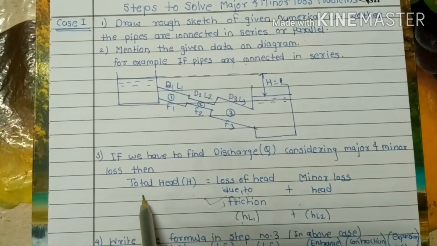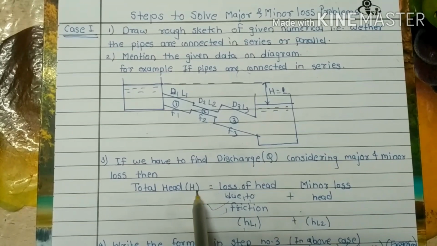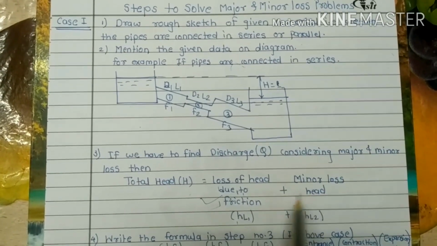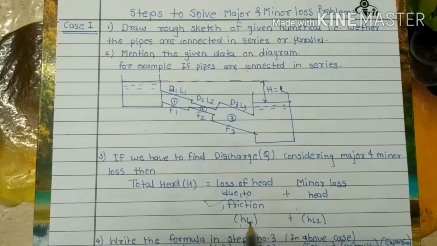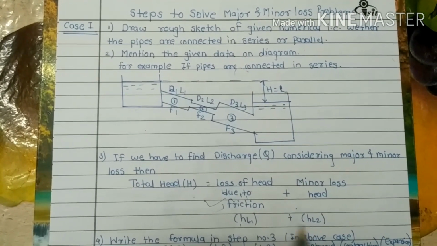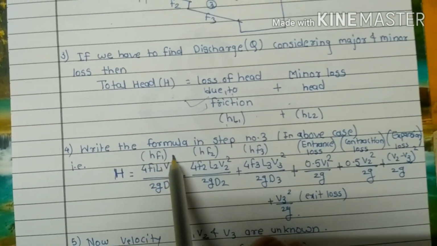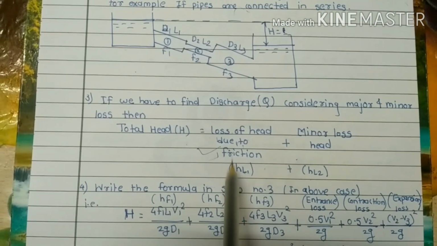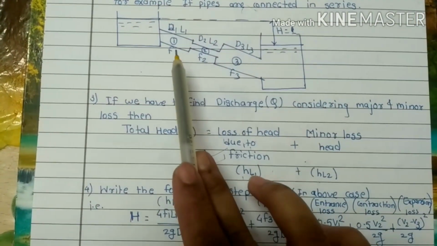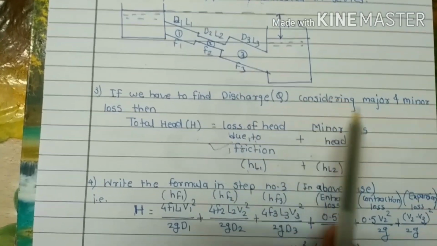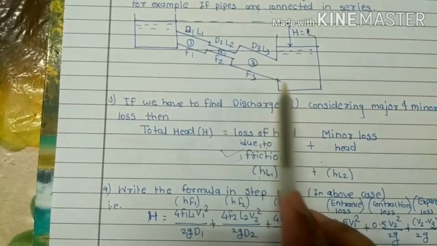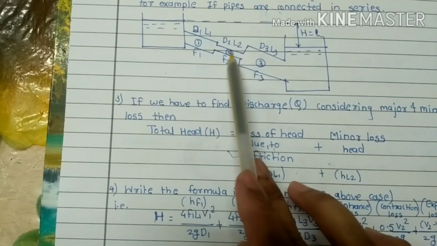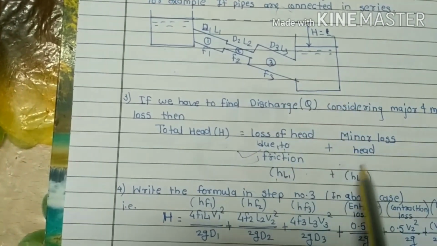So write the formula for total head. This total head is nothing but the addition of loss of head due to friction and minor loss of head. For this we use the symbol L, L1 for loss 1 and L2 for loss 2. So what is H1? H1 is the loss of head due to friction. How will you identify it? There are three pipes, so there will be three losses of head due to friction. And the minor losses, I have already told you how to identify them based on the diagram. Look at the diagram, see how many contractions, entrances and expansions there are, and write the formula for that.